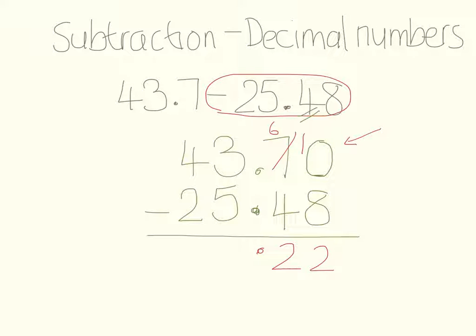I'm then going to move to the units column. 3 take away 5. Now 3, I haven't got enough. It's too small. So therefore I'm going to go to the tens column. I'm going to borrow one of those tens, chop it up into the units, which is why a 10 goes in there. So 13 take away 5. There's now enough. And that would be 8, and then I've got 3 tens left. I need to take 2 of those tens away, which means I have 1 ten left. So 43.7 take away 25.48 is 18.22.